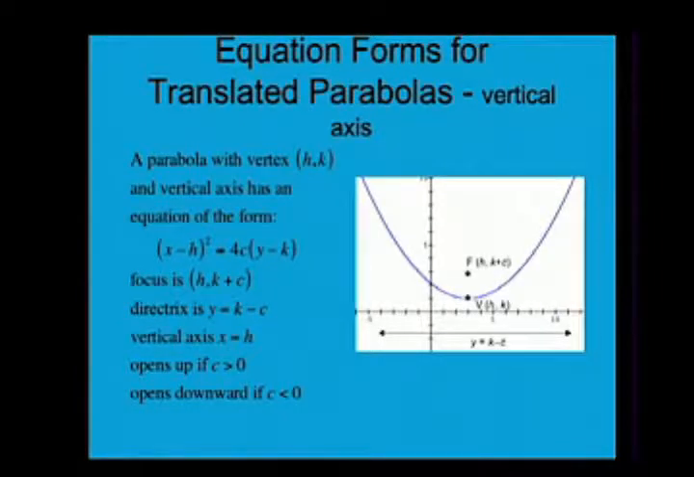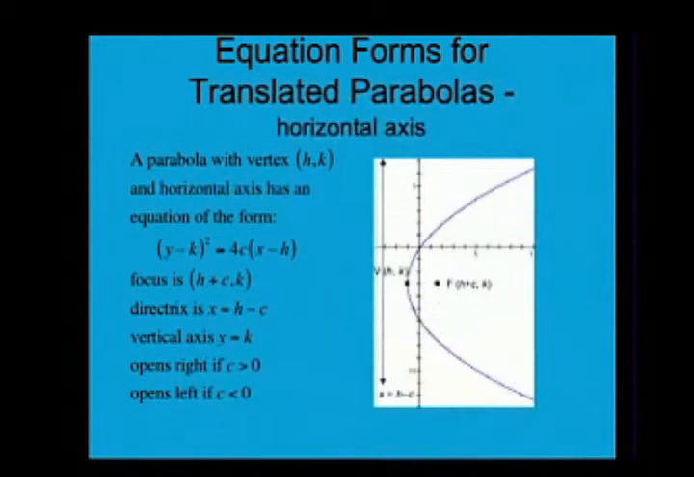The focus this time is (h, k plus c). The directrix is y is equal to k minus c. The vertical axis is x is equal to h, and it opens up if c is positive, and it opens down if c is negative. Well, let's take a look at equation forms for translated parabolas with the horizontal axis.